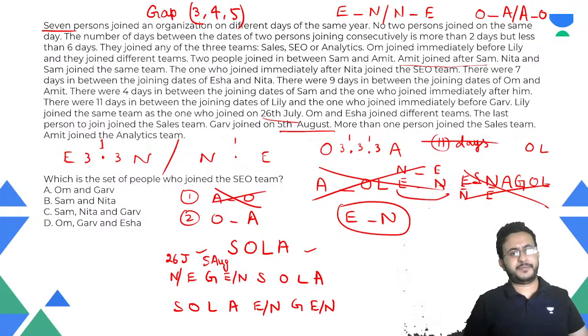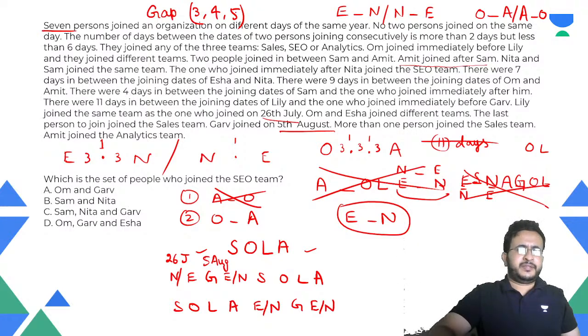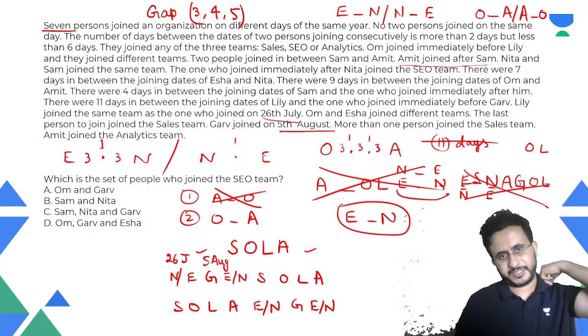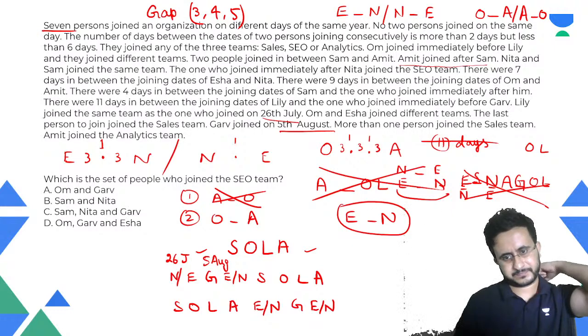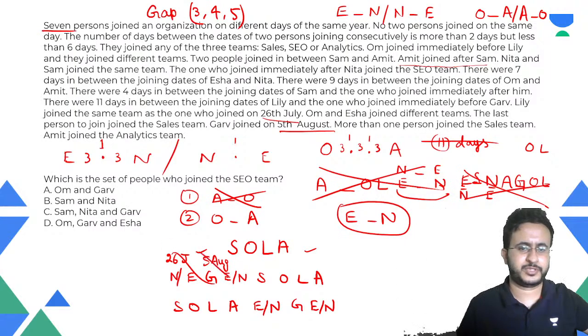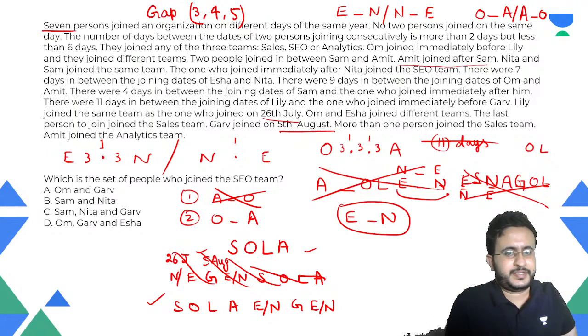Now what is the gap? The gap should be 3, 4 or 5 days. Now this gap is way too much, isn't it? This gap is way too much. So this case is also not possible. So this will be the order. Okay, this order will be SOLA.